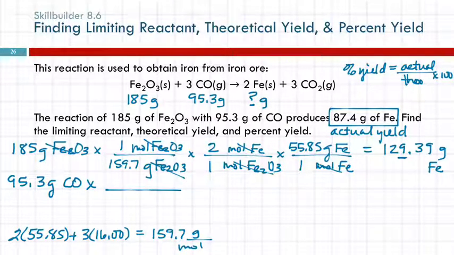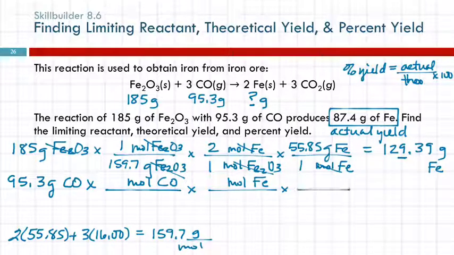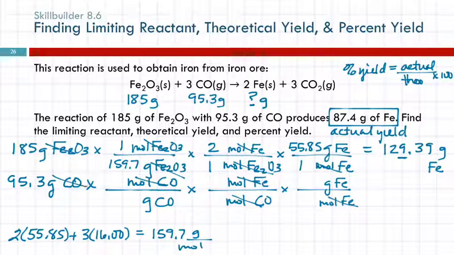But we don't want to just go on guessing, so we're going to do the calculation. So grams of carbon monoxide to moles of carbon monoxide to moles of iron to grams of iron. Once you get the hang of dimensional analysis, these questions are not difficult, they're just a bit tedious.